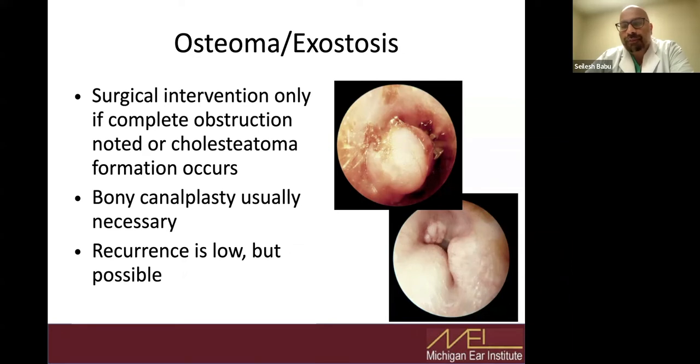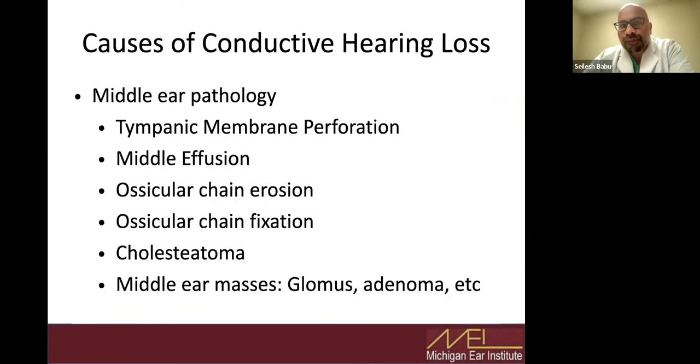If you're going to do a canalplasty for exostoses, where you could have multiple areas of this, you always have to be careful with your drilling. You want to know where the facial nerve is the whole time, because a potential risk of this type of surgery is facial nerve injury or restenosis. If we move on to the middle ear, the most common causes of conductive hearing loss will probably occur in this region, which would be a tympanic membrane perforation, middle ear effusion, ossicular chain issues, and pathology in the middle ear, such as cholesteatoma or other masses.